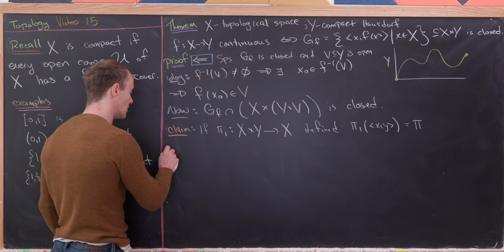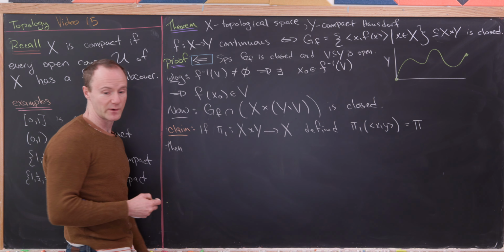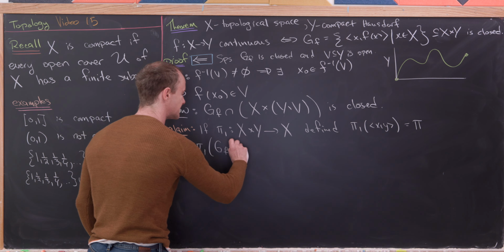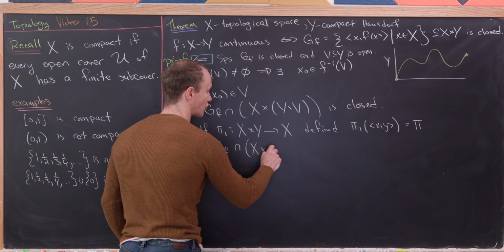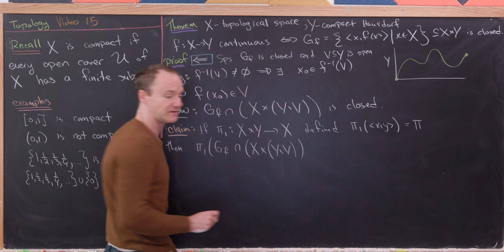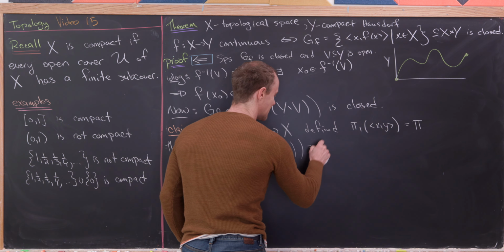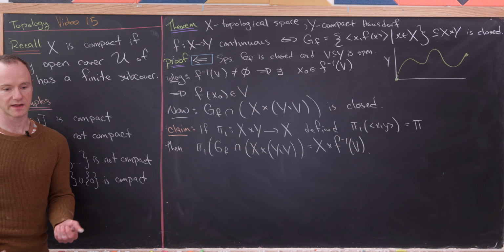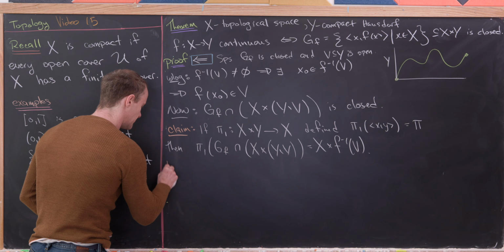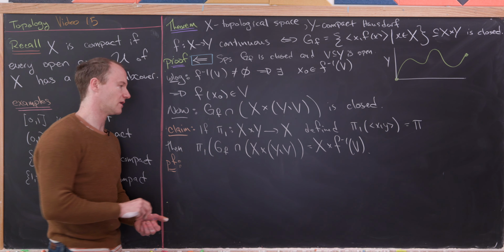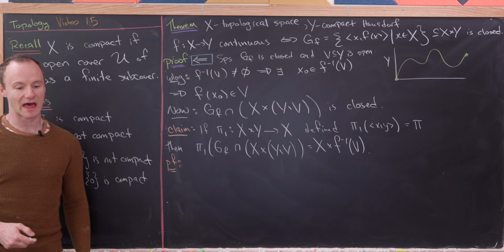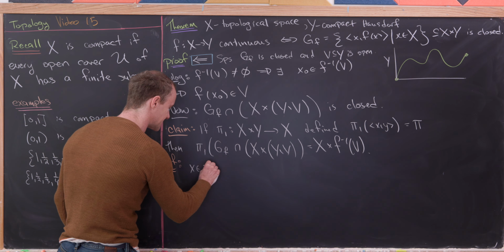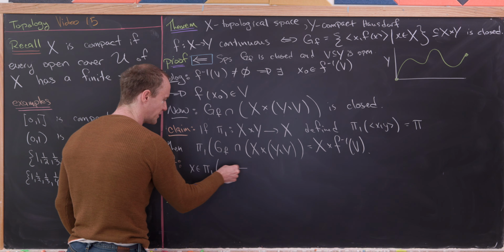So what we'll show is that if we have the projection map, then if we apply pi1 to G sub f intersected with X cross Y minus V, we're going to in fact get X cross the pre-image of V. Okay, nice. And this is not actually that bad of an argument. We can just do it by chasing some elements around.